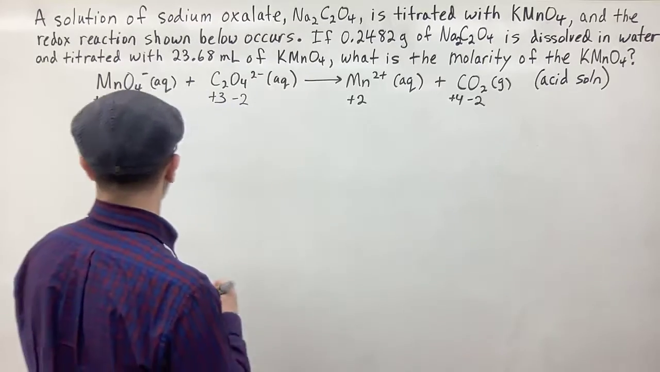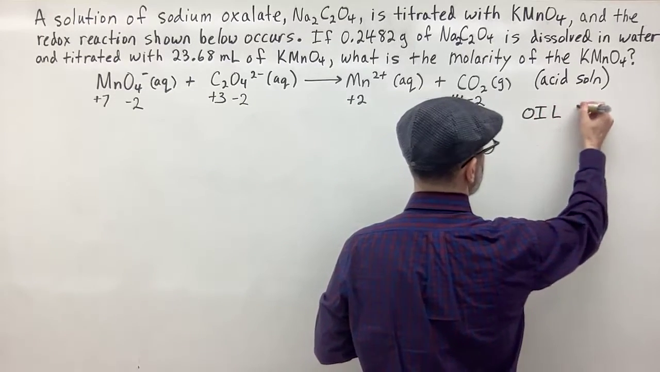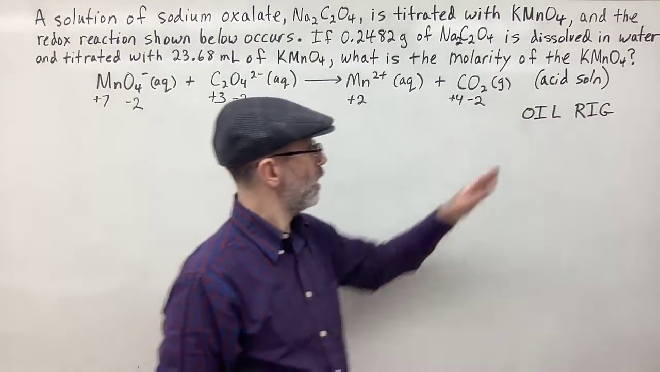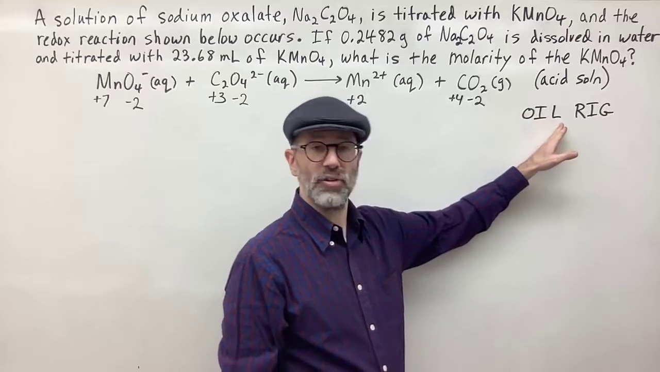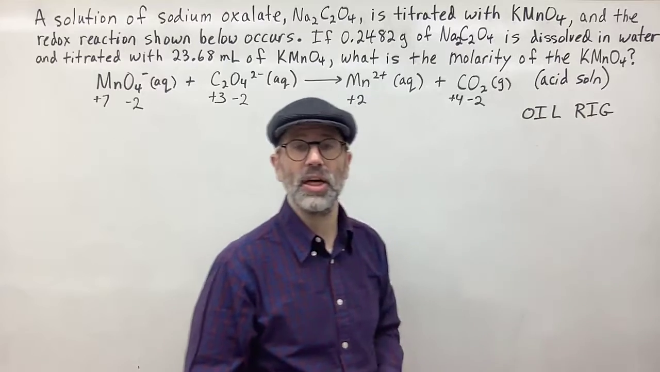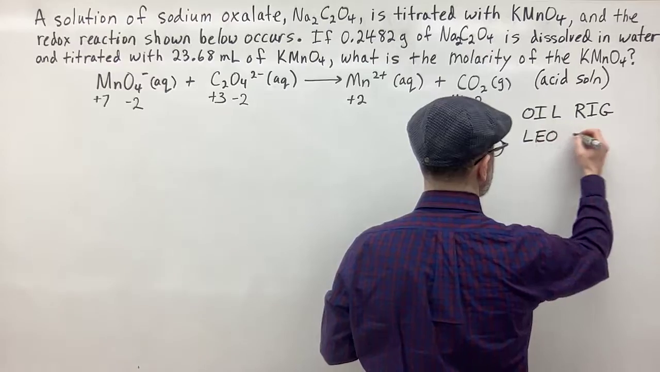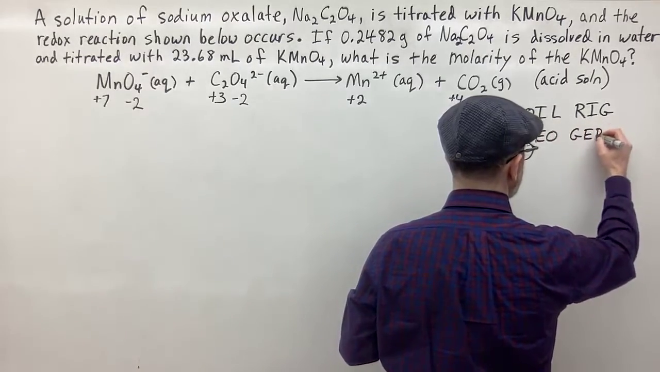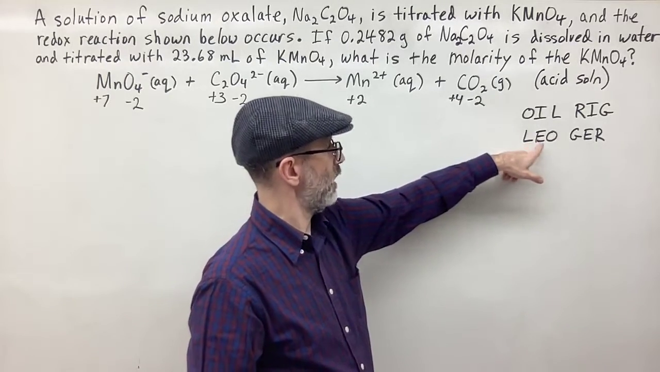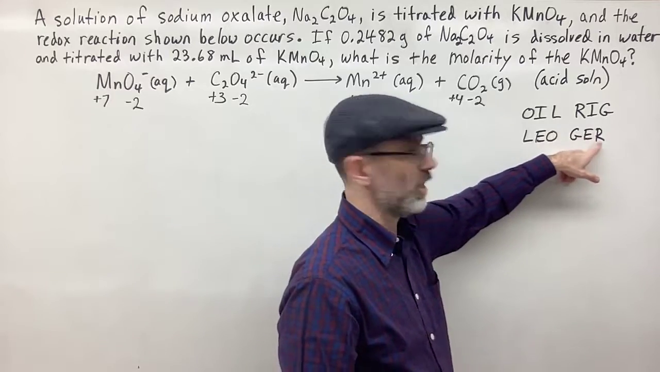So let's remind ourselves, OIL RIG stands for oxidation is loss of electrons, reduction is gain of electrons. Or if you are familiar with LEO GER, Leo, loss of electrons is oxidation, GER, gain of electrons is reduction.